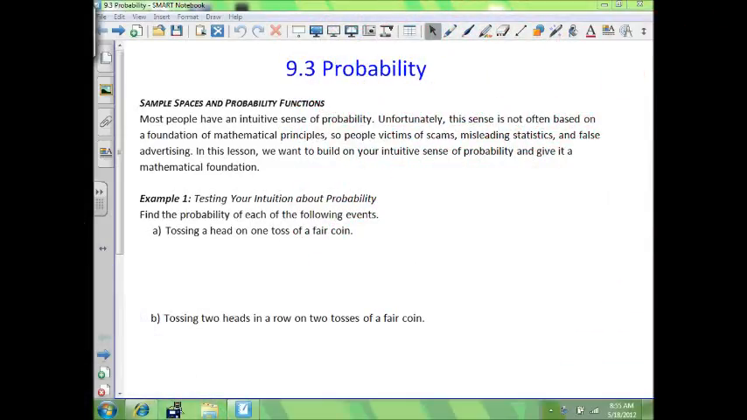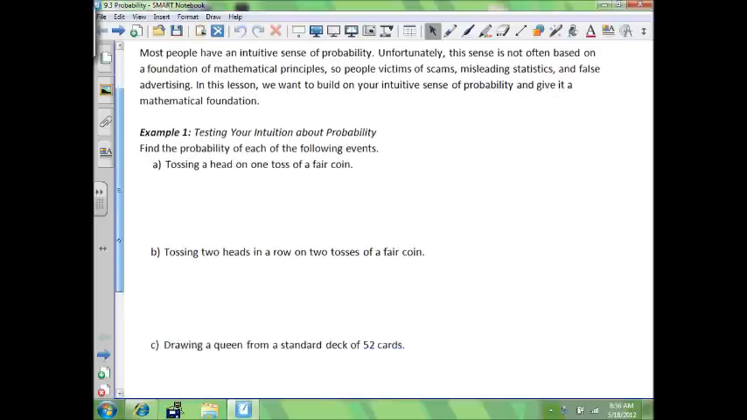Most people have an intuitive sense of probability. Unfortunately, this sense is not often based on a foundation of mathematical principles, so people are victims of scams, misleading statistics, and false advertising. In this lesson, we want you to build on your intuitive sense of probability and give it a mathematical foundation. So we're going to move right into example 1.